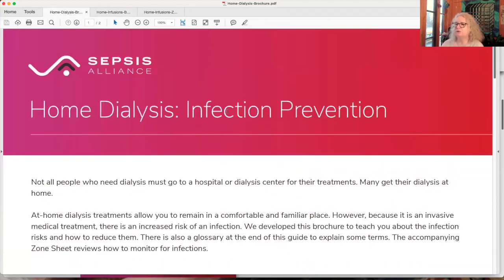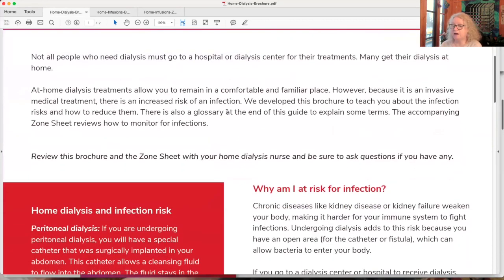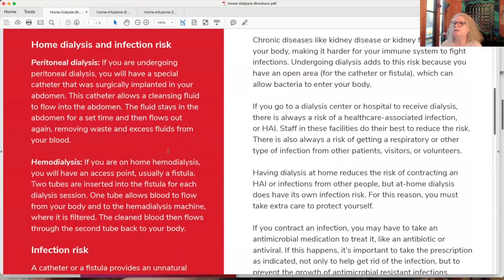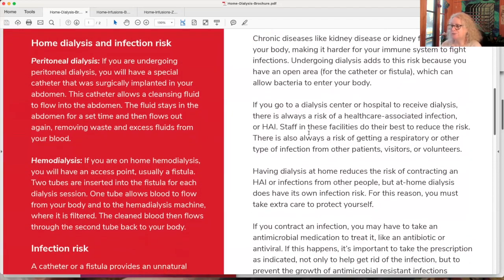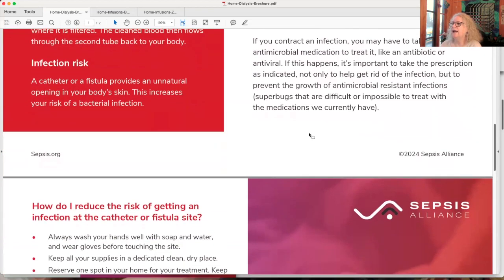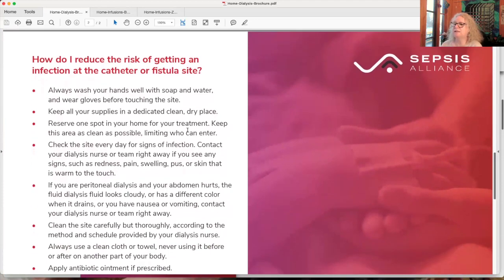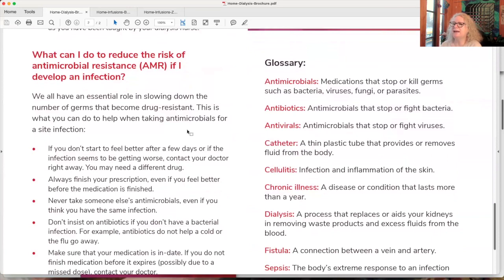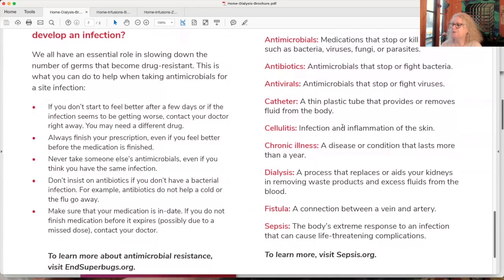The dialysis brochure is very similar. We discuss why somebody may be getting dialysis at home rather than a hospital or in a dialysis center. We review very basically the types of dialysis, why people may be at risk for infection in the first place. And then on the other side of the page, we talk about the risk of infection at the catheter site or the fistula site. And here we also introduce the issue of antimicrobial resistance, or AMR, why that's important and why they need to know about it. We also have a glossary.